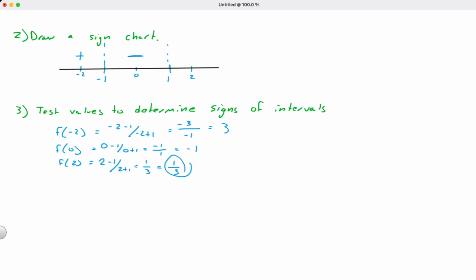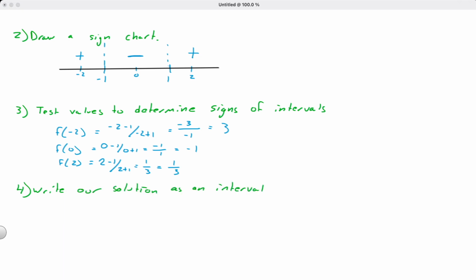Since 1/3 is positive, this entire region here would be positive. It would be above the x-axis. And so now that we can see all of this region is positive and all of this region is positive, all that we have left to do is to write our solution as an interval.